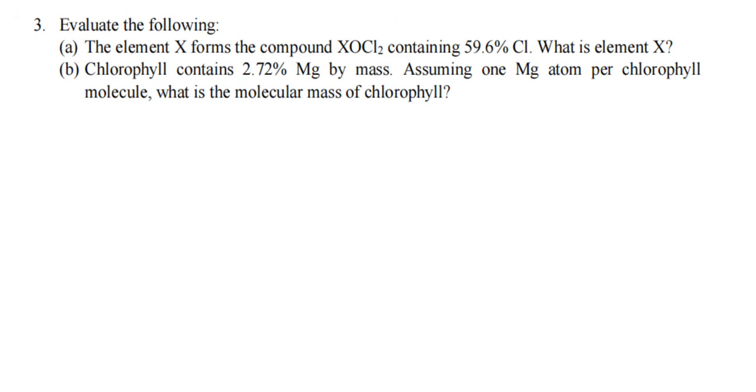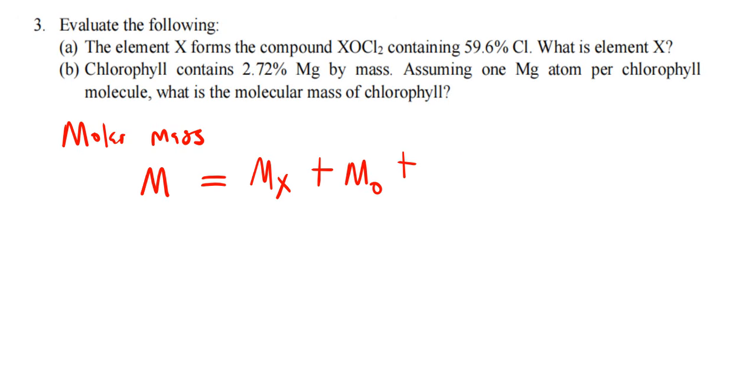Now, what are we going to do? The mass percent of chlorine they've given us is 59.6. Let's calculate the molar mass of this compound. If we're going to find the molar mass, I'm going to call it M. The molar mass for this compound will be the molar mass for each of those elements: the molar mass for X, which I'm just going to call Mx, plus the molar mass for oxygen plus the molar mass for chlorine.